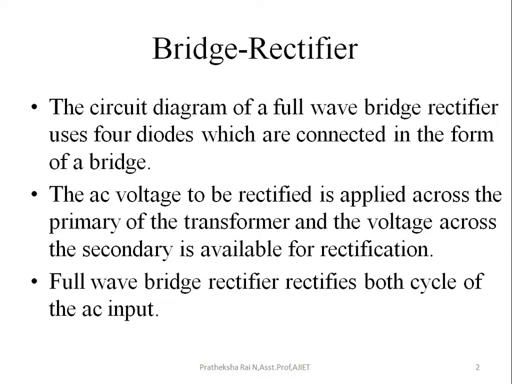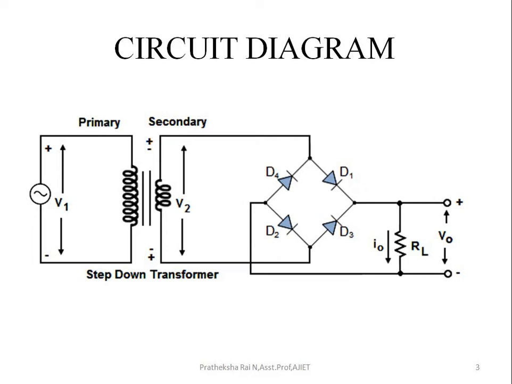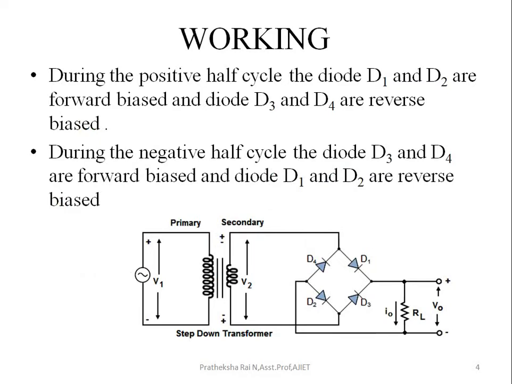How does it work? It consists of four diodes in the form of a bridge. This was the circuit diagram which we discussed: diodes D1, D2, D3 and D4, four diodes forming a bridge. The input supply is given across the primary of this step down transformer, and the load resistance is taken across the other two ends. And what happens during the positive half cycle?